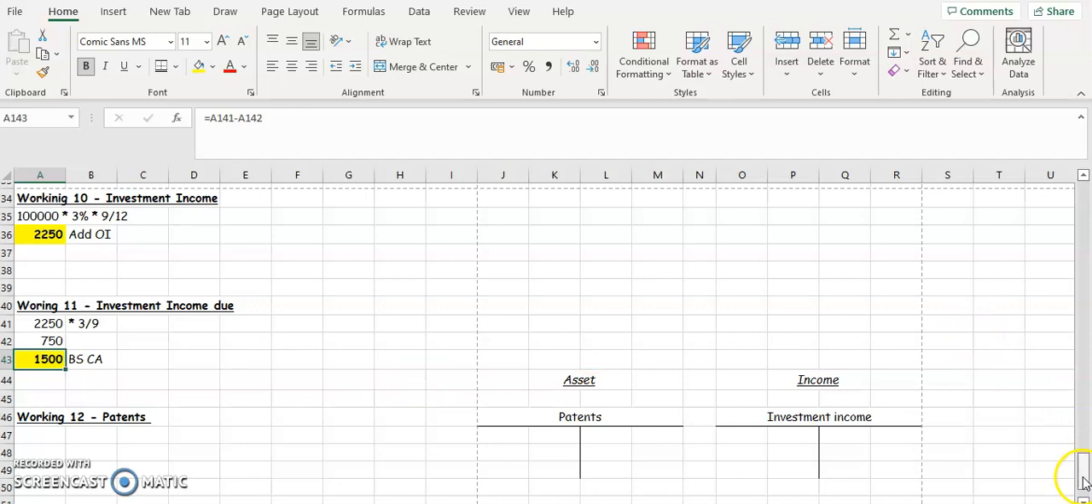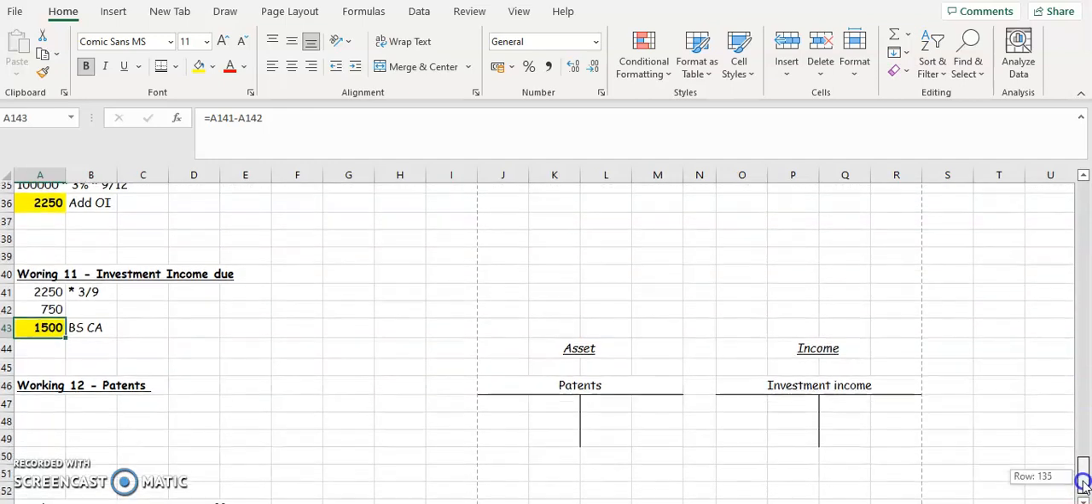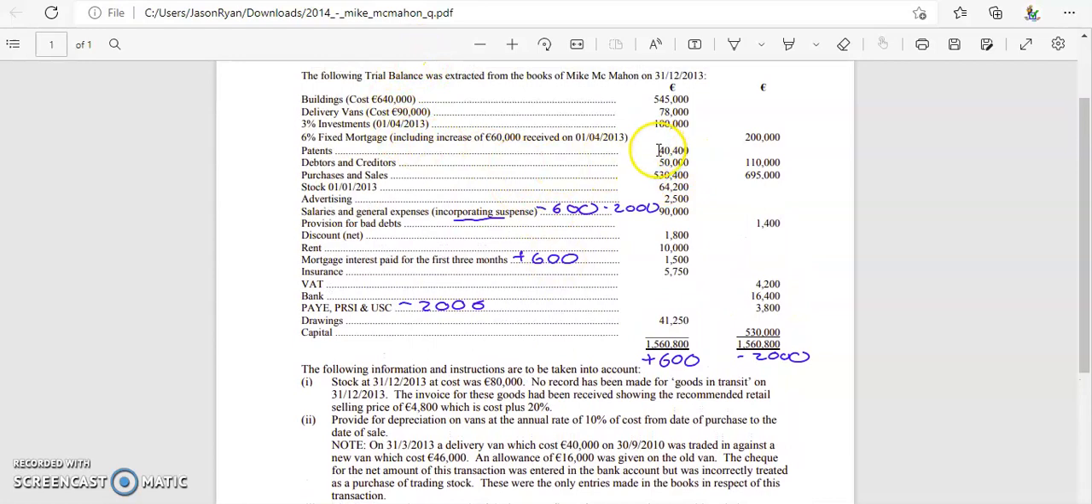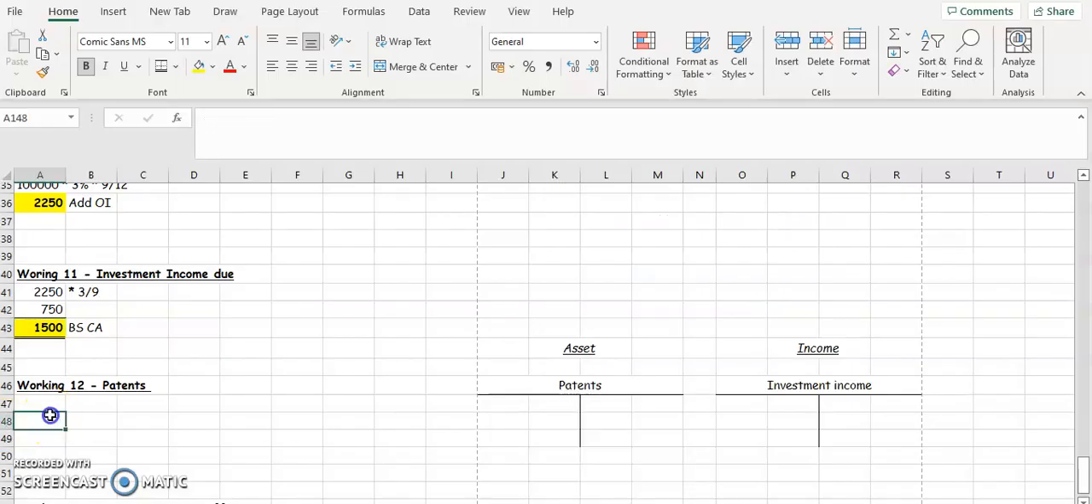The next thing we need to do is find out what our patents are. Our patents in the question are 40,400. So that's how much our patents are.